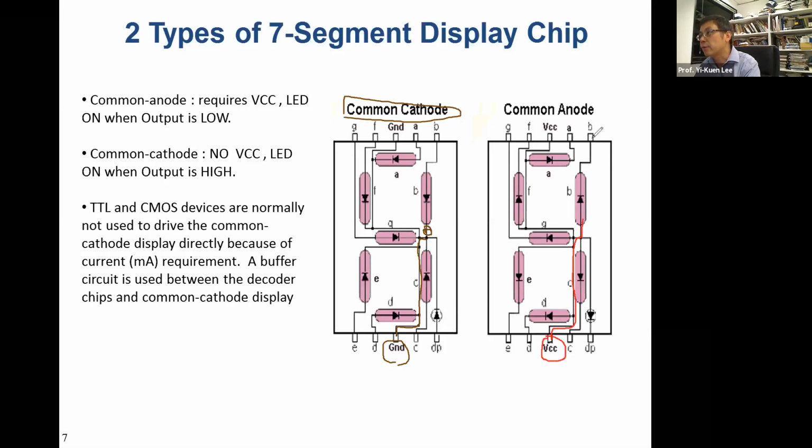So in this case, we can see the same thing for here. We also have this kind of anode. This is anode and this anode. That's why we call this common. This is the positive side and negative side. So these are the two different types of 7-segment display. Okay, and then let me go to the next one.